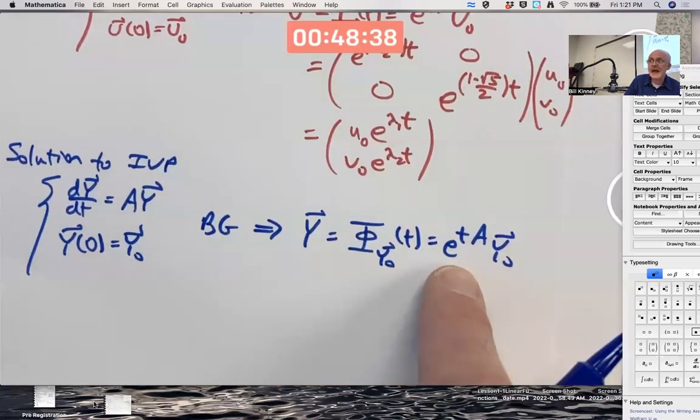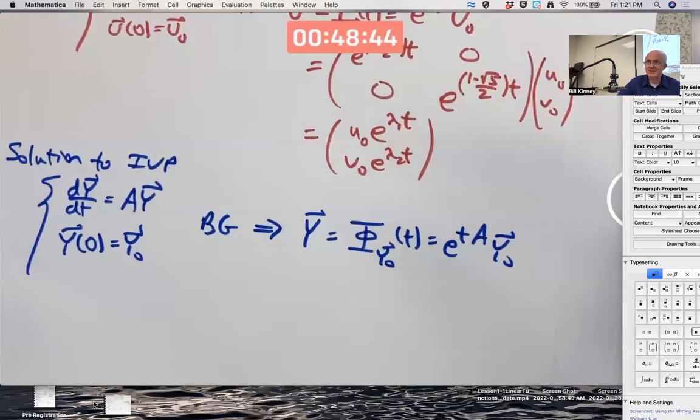But what's e to the tA? That's the hard part. That's the point of all the diagonalization stuff, is to help us figure out e to the tA. That's the entire point.